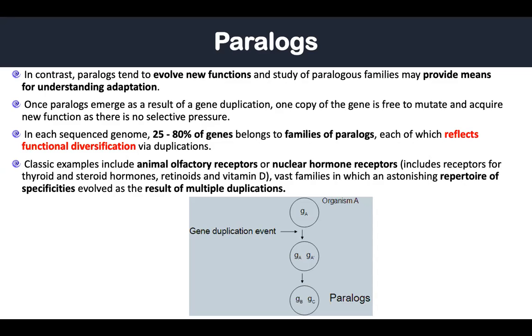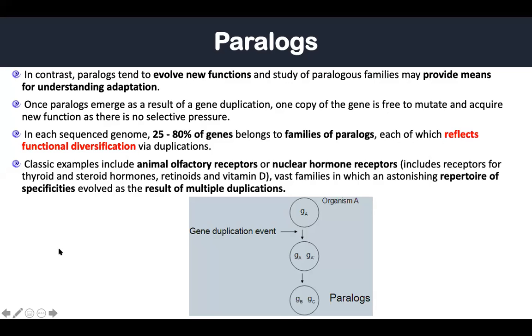As long as, let's say a gene has 10 copies, as long as one of them is still doing the original function, the others can evolve to have some other function. We have noticed that in each sequenced genome, between 25 to 80% of the genes actually belong to families of paralogs. So as I said, most genomes have a lot of copies of certain genes. Usually the genes evolve and do some other function which is beneficial for the organism, right?